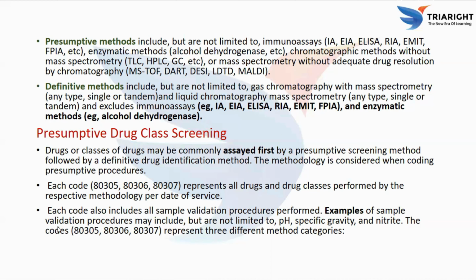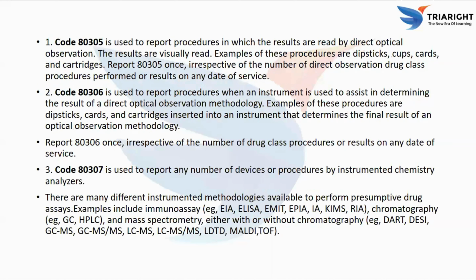So there are three method categories. So what are the method types? For 80305, the method type is visual, dipstick, or a card method. Whereas 80306 includes the instrumented immunoassay. And 80307 includes the instrumented chemistry analyzers. So only one presumptive code per date of service per method is assigned.